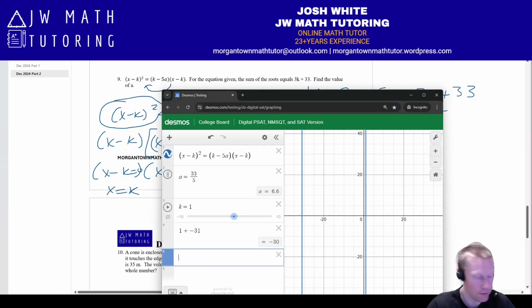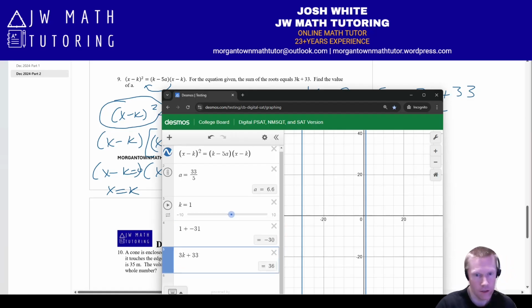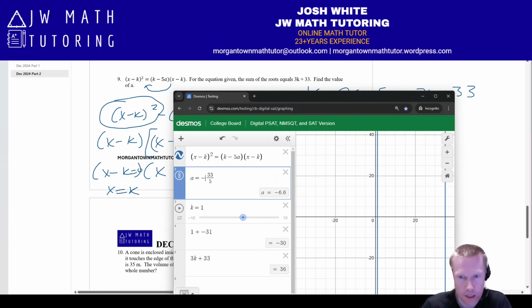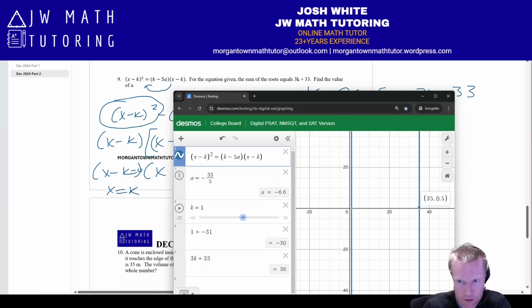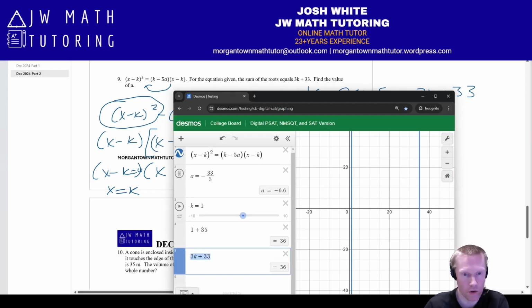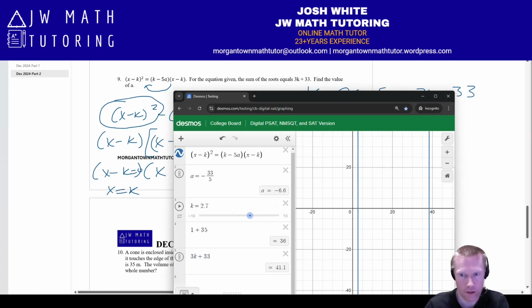Does that equal 3k plus 33? Let's see here, 3k plus 33. No, it does not. So what's going on here? What's the issue that's happening? Oh, sorry, it's negative. This is the whole issue, right here. Now we're fixed. Now we've got 35 and 1. Now, does the sum of my two solutions, or my two roots, equal the expression 3k plus 33? Yes.